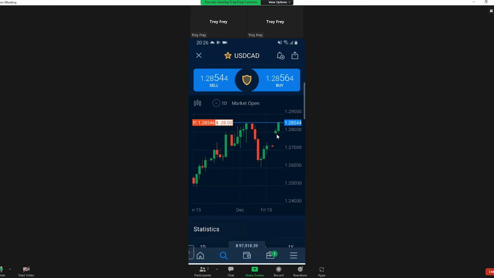Okay, over the weekend, the US dollar gapped from Friday's close here up against the Canadian on Monday's open. So taking profit at 128 takes the profit without it ever having to try and break into this gap.